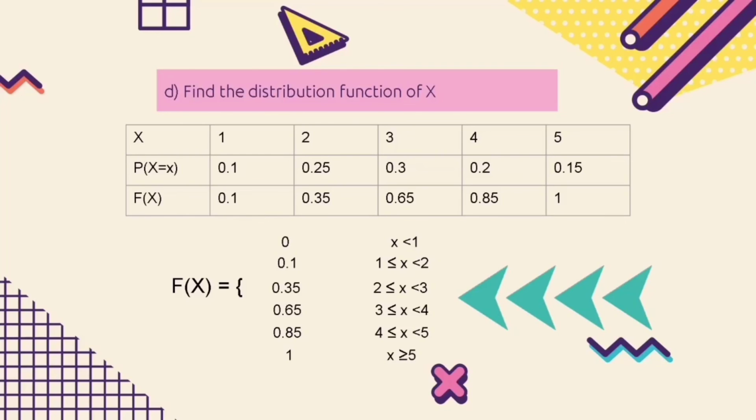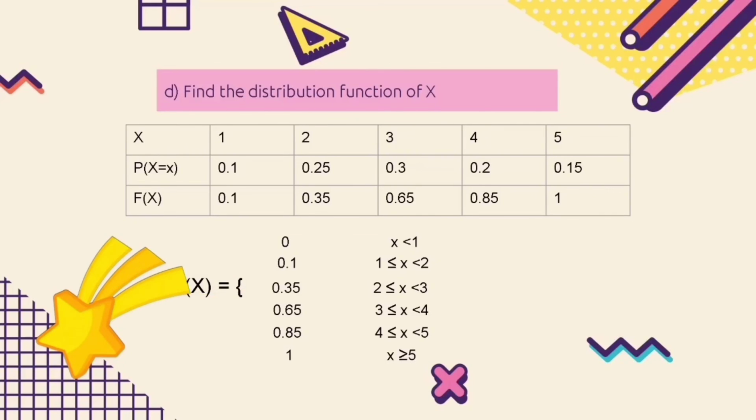For the right side, we need to enter the correct class intervals from the table, which is, for 0, x less than 1. For 0.1, it is between 1 and 2 class interval. So, it will be x is more than or equal to 1 and x is less than 2. So, the rest just fill it correctly. That's how to solve this question.